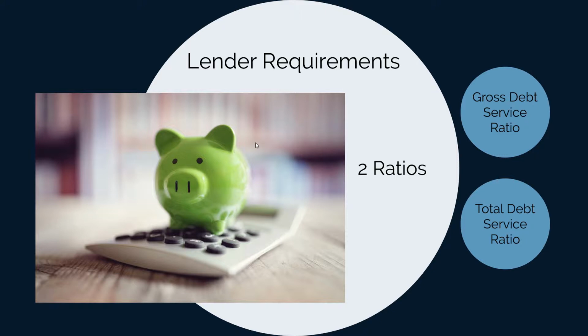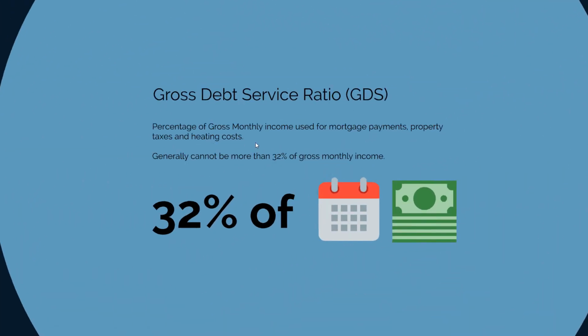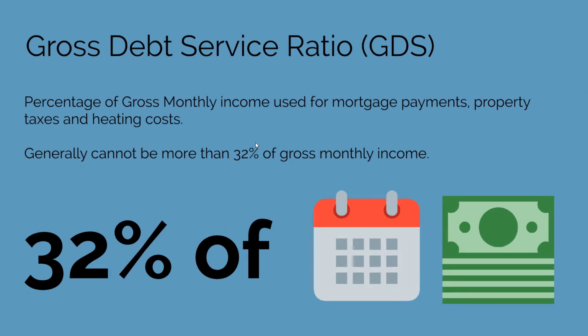But for those of you that wanted to do a little bit of calculations on the front end, just to get a rough idea, this is a great place to start. So let's start with the gross debt service ratio. Your gross debt service ratio is the percentage of gross monthly income used for mortgage payments, property taxes, and heating costs. And it generally cannot be more than 32% of your gross monthly income.